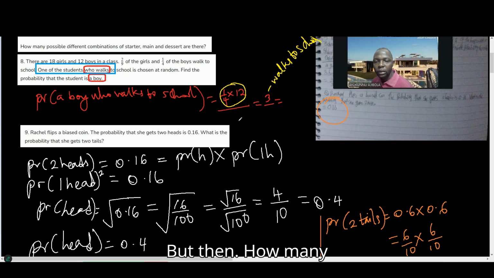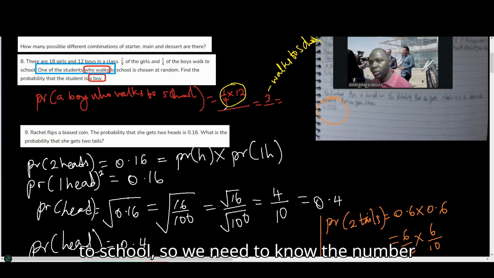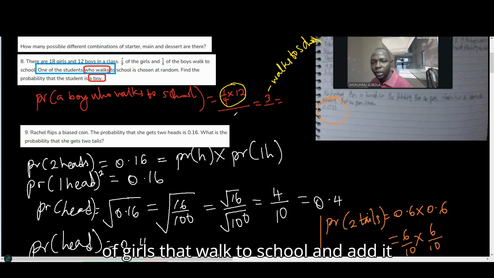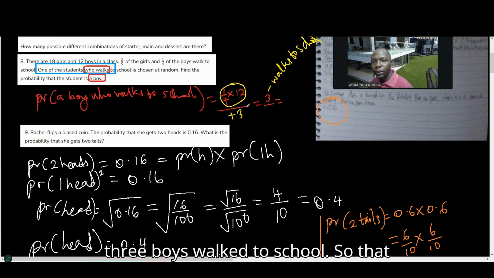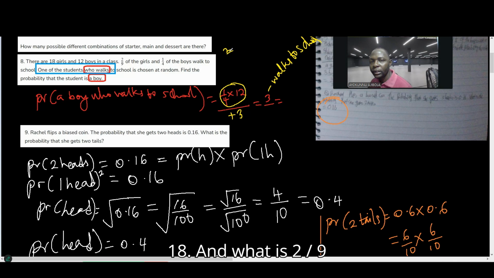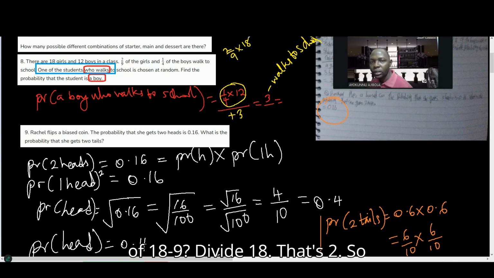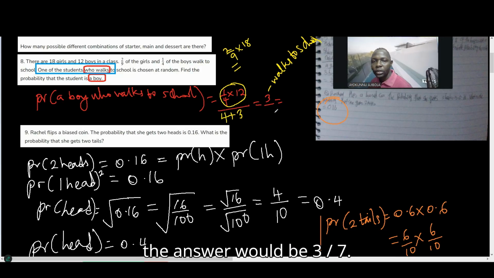But then, how many total students, both boys and girls, walk to school? So we need to know the number of girls that walk to school and add it to three, because three boys walk to school. So that would be 2 over 9 of 18. And what is 2 over 9 of 18? 18 divided by 9 is 2, so that would be 4 students. That means the answer will be 3 over 7.